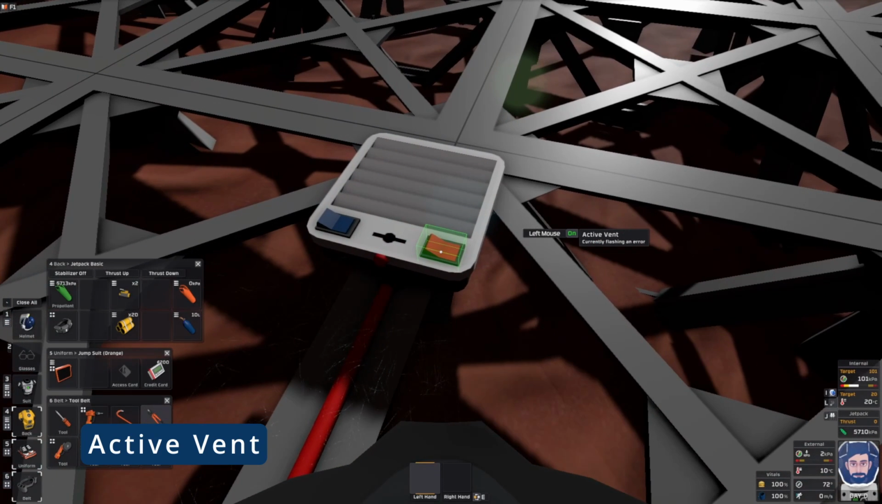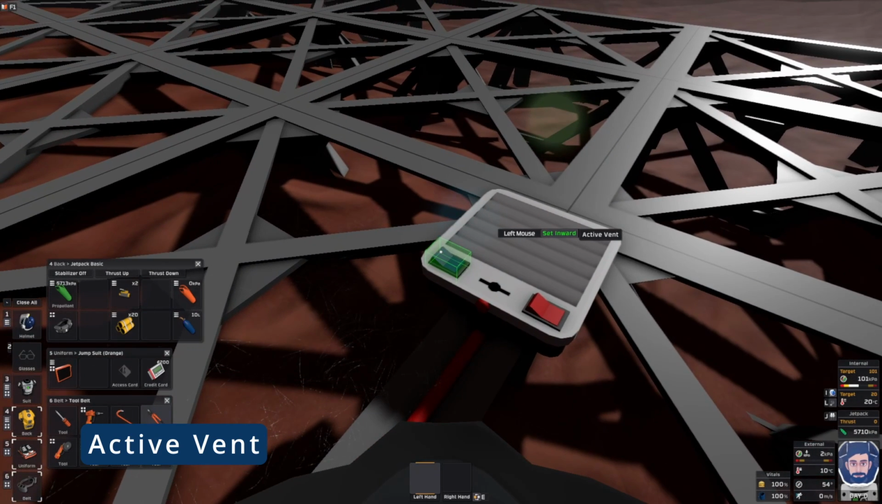The active vent, in addition to its power switch, also has an inward or outward switch. Keep in mind the setting of the button is the opposite of the tooltip. So if it says set inward, the vent will be pumping outward. If it says outward, then the vent will be pumping inward.